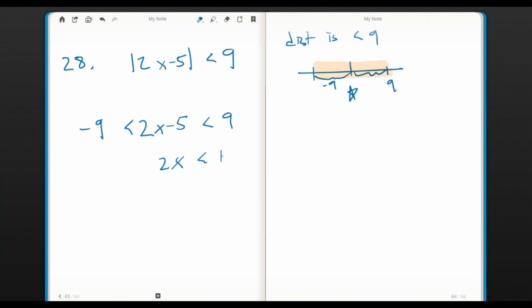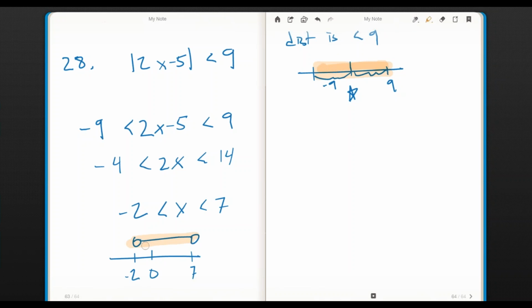When I add 5 to both of these, be careful, you've got signs involved, then divide everything by 2. X is between a negative 2 and a positive 7. That's what this graph looks like. Again, the shape of the graph is exactly what I expected it to be, because the distance is somewhere between two outer boundaries. And if I put it in interval notation, it looks like this. Notice on 28 there is no equal sign, so I have all open circles and parentheses.